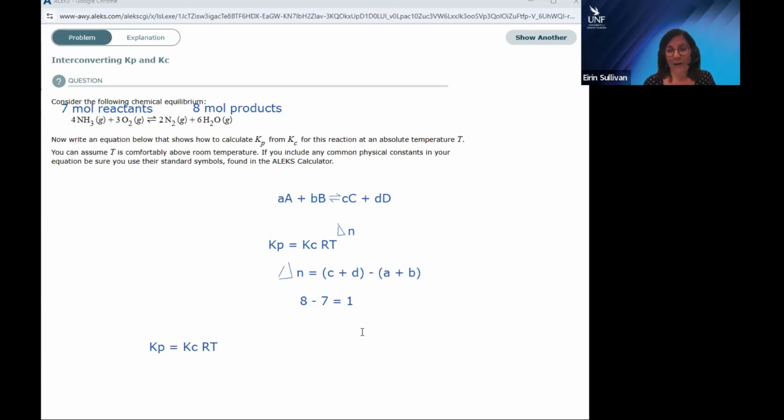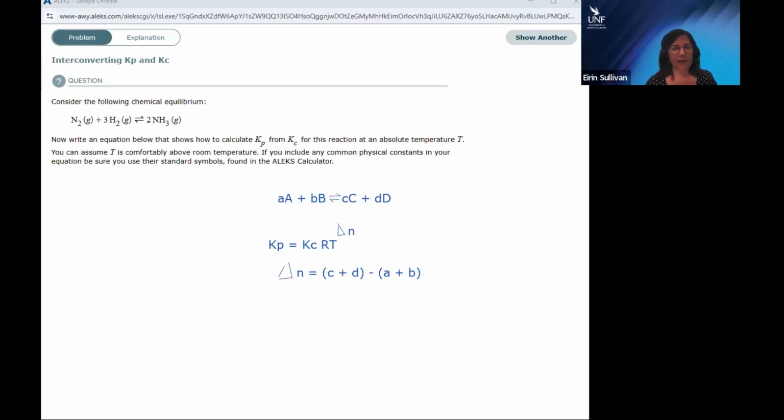Basically, the power of RT is going to change depending on your composition in terms of relative number of moles of products and reactants that appear in the equilibrium. I'll do a little follow-up example, just in case you guys are not sure what happens if we have a negative power or something.